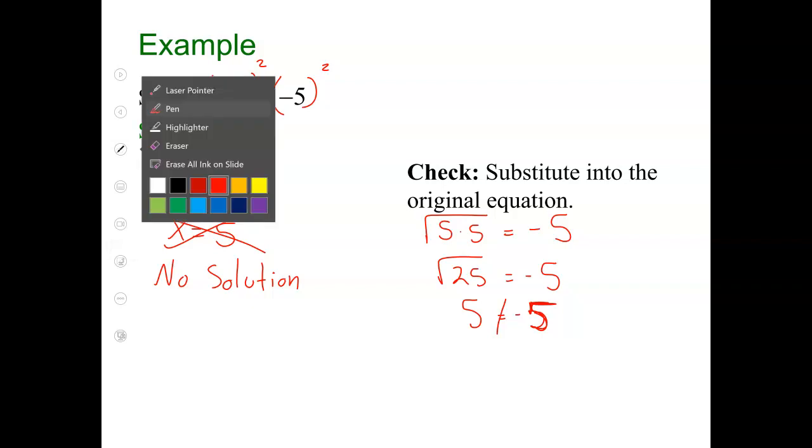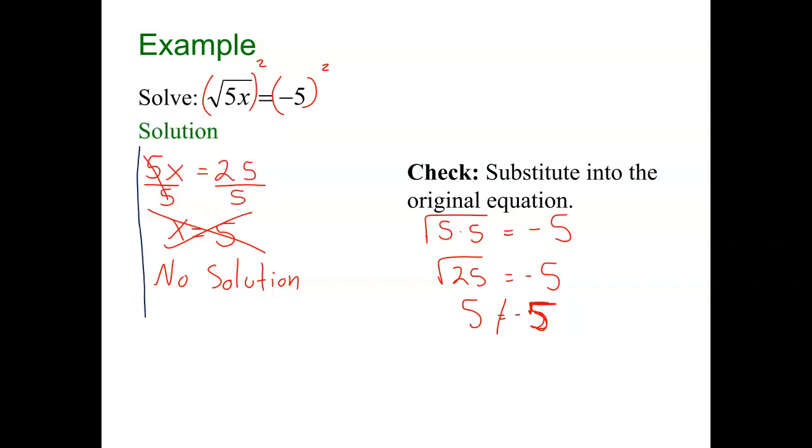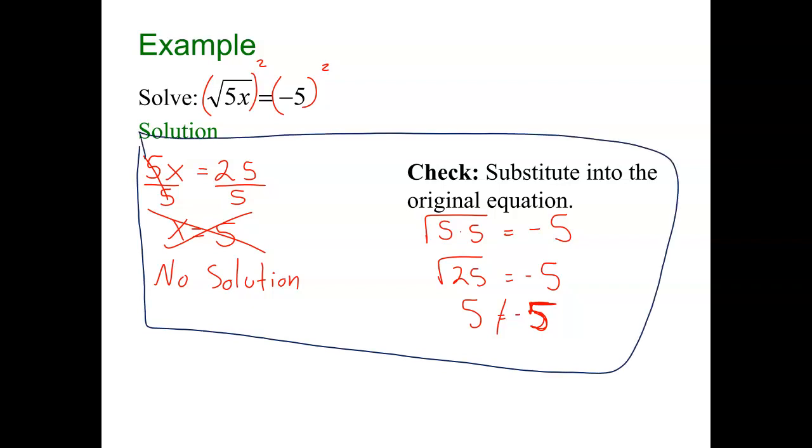And here's the thing. All of this work right here is completely unnecessary. Give me a number that I can square root that gives me a negative. None. If your radical is isolated and you've got a negative constant on the other side, there's nothing you can square root that's going to give you a negative.